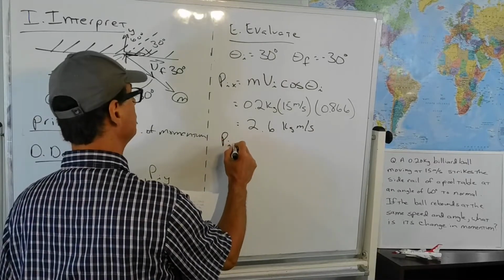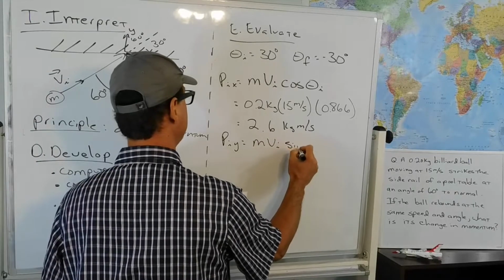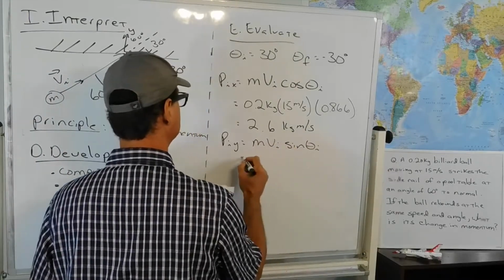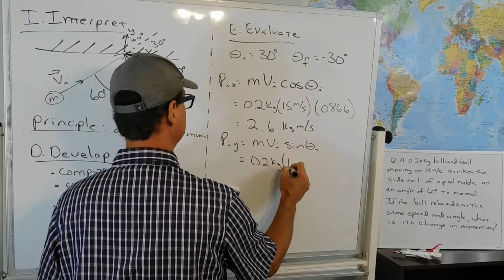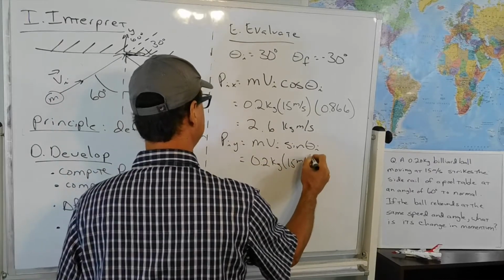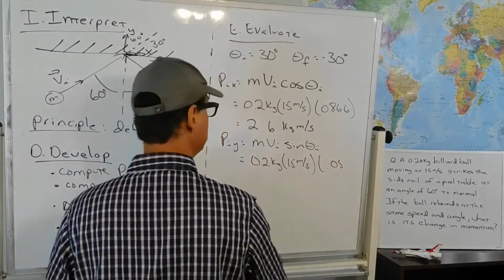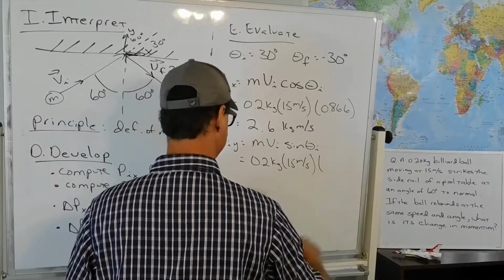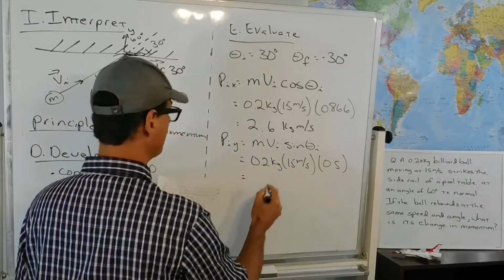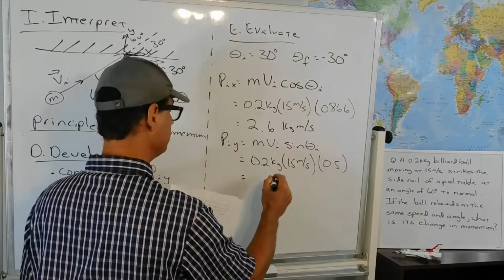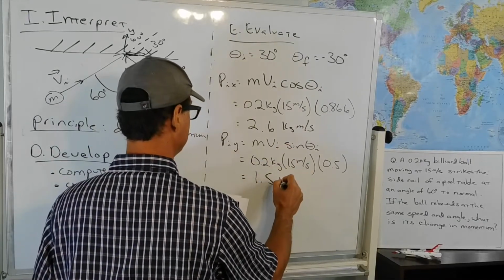Alright, so P initial in the y direction is m v initial times sine theta initial. Substitute in the numbers, 0.2 kilograms, 15 meters per second. And the sine of 30 degrees is just 0.5. So do the math here. Punch into your calculators 1.5 and the units are kilogram meters per second.